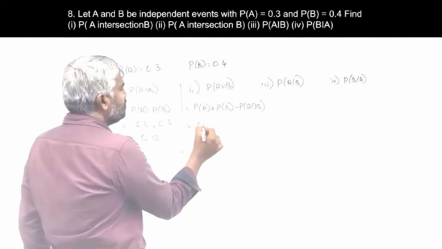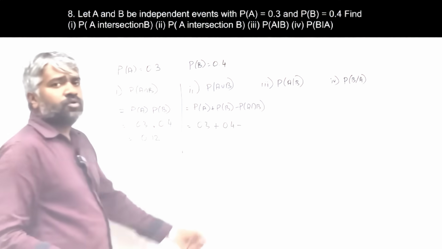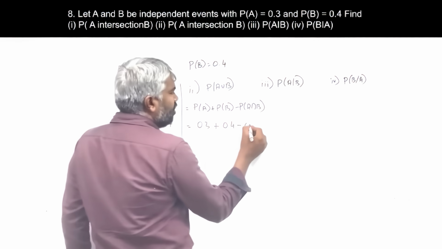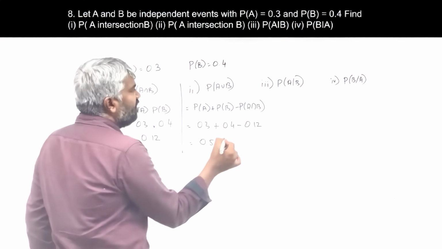So P of A is 0.3, P of B is 0.4. What is P of A intersection B, which we have already found as 0.12. So, 0.58. Okay.